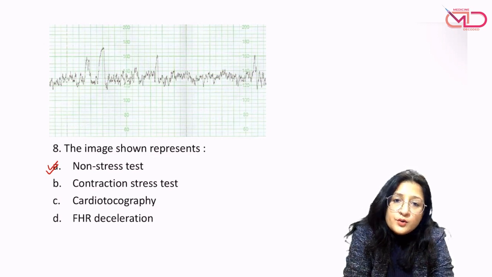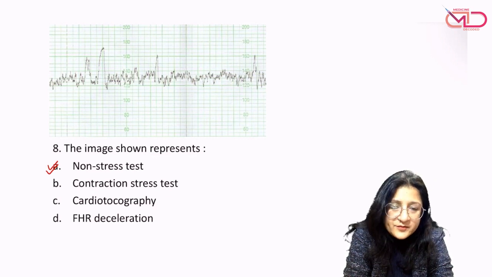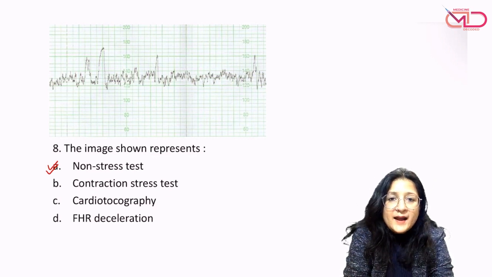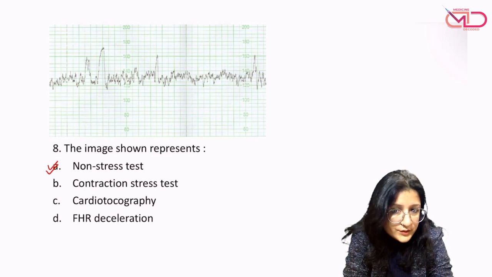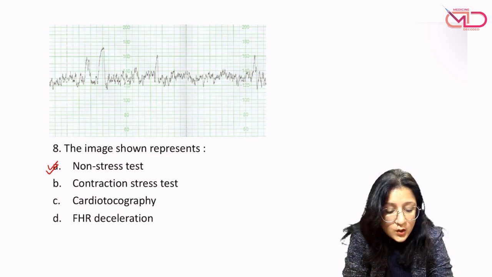In a cardiotocography, which is done as intrapartum fetal heart rate assessment, again, it will have both the traces, cardio for fetal heart rate tracing and toco for the uterine contraction tracing. So this is not that.